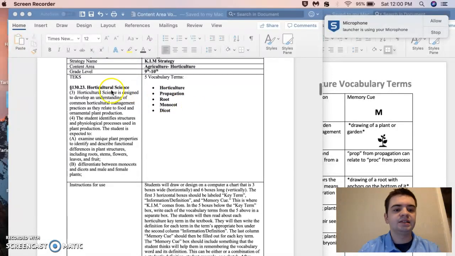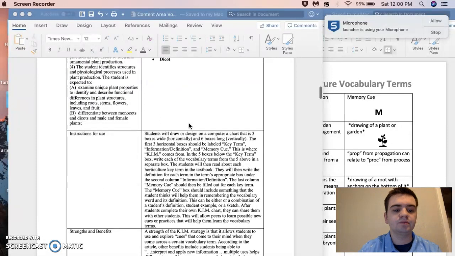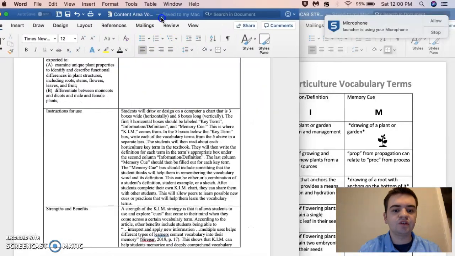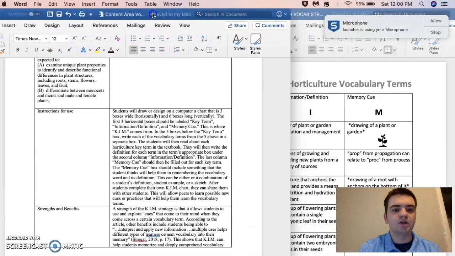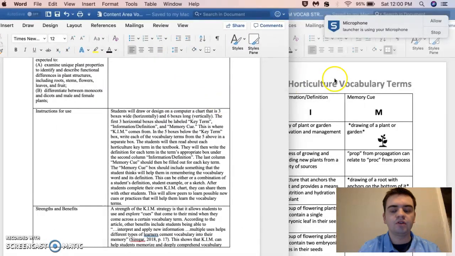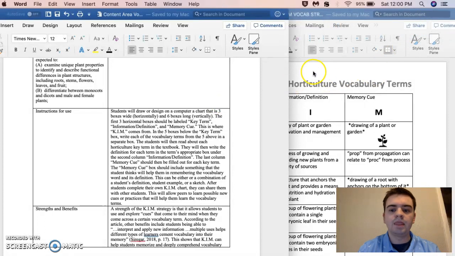And then the TEKS, as you can see over here on the left, are for horticultural science. We won't read all of them, but they go over different horticultural factors, and they jump into these 5 vocabulary terms. The 5 terms will be horticulture, propagation, root, monocot, and dicot. Instructions for use. Since we're going over how for the students to use it, I'll jump over to the actual made example.